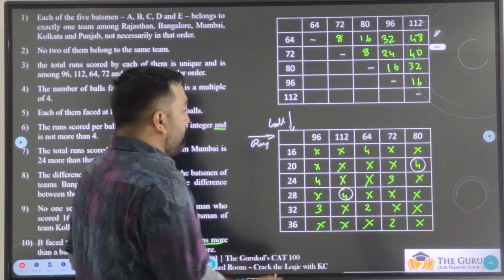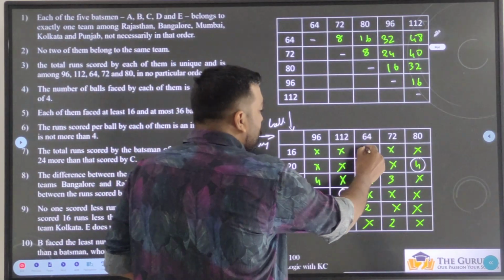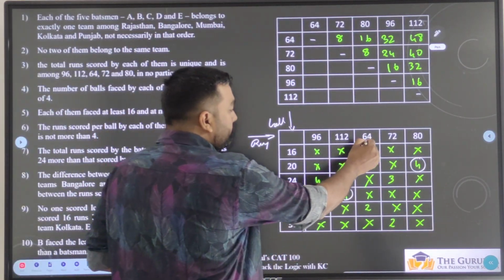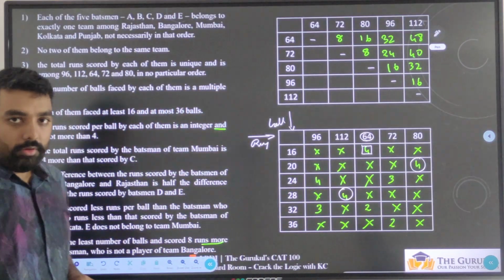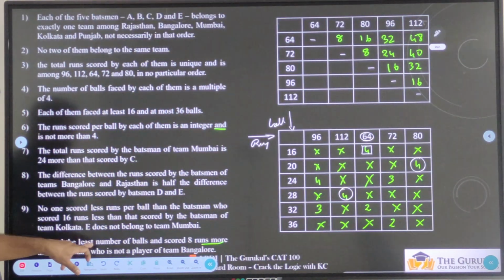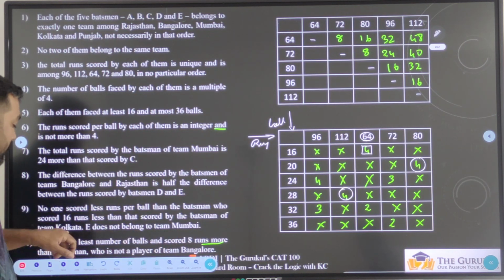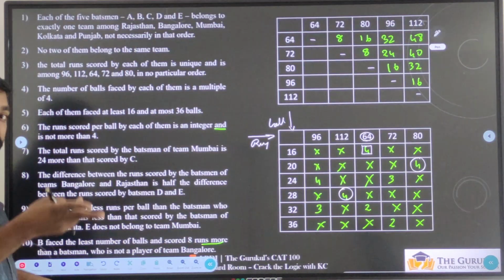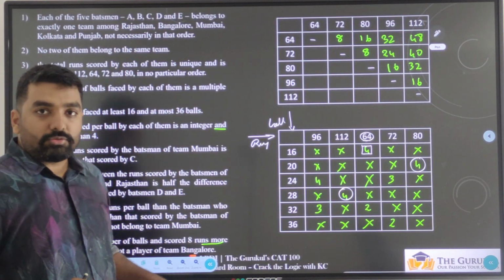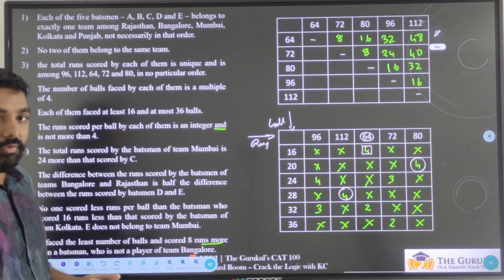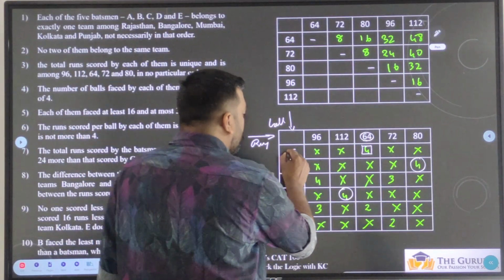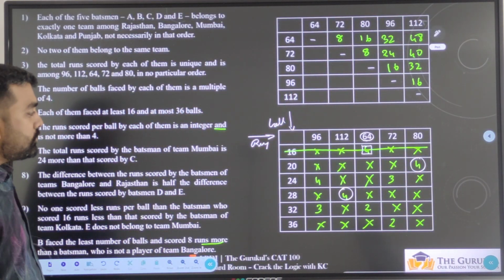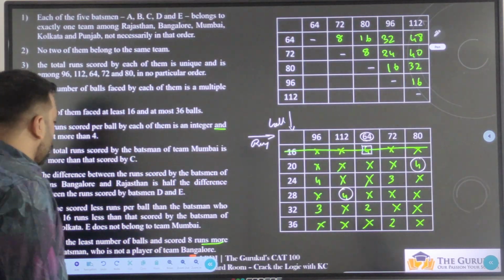Now let us assume B is 16. If B is 16, then B's score should be 64. Right. But he clearly gave us B faced the least number of balls and scored 8 runs more than a batsman. He got 8 runs more than some other person, which means some other person should get 56 runs only. But here there is no possibility of anyone getting 56, which means this case is completely ruled out. What does that mean if that is ruled out? That means B is scoring.